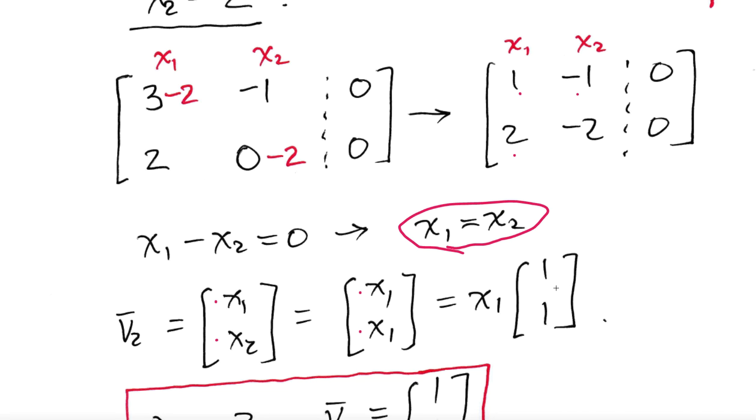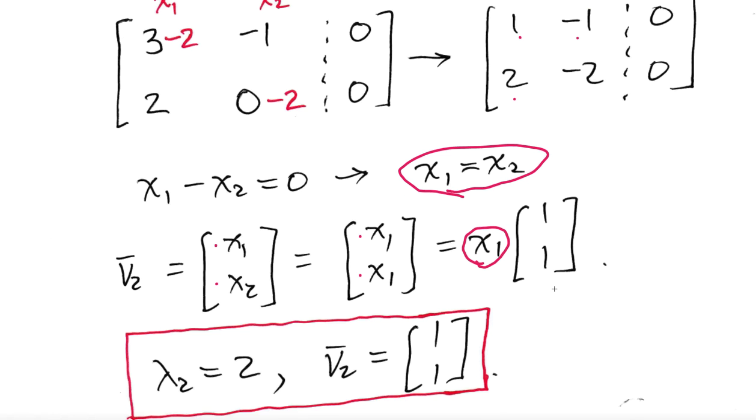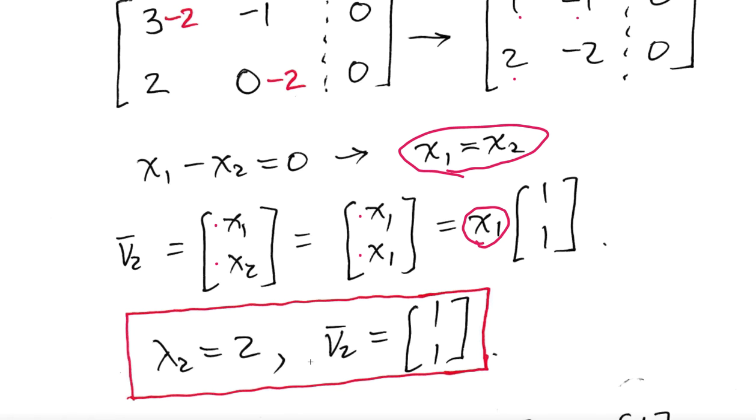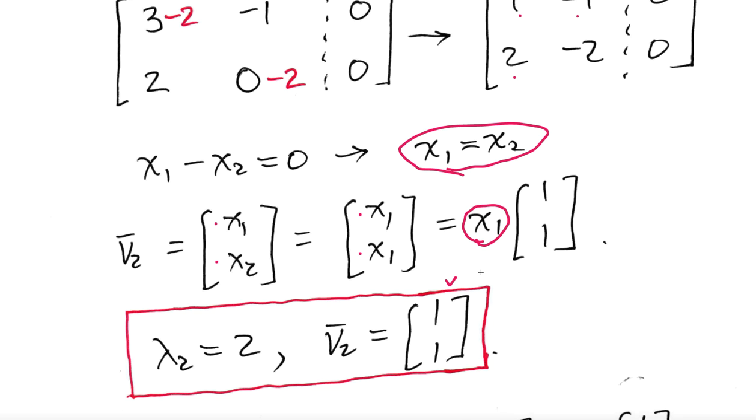I could factor out the x1. So the set of all eigenvectors is all multiples of 1, 1. All non-zero scalar multiples of 1, 1, I should say. So lambda equals 2 with corresponding eigenvector 1, 1. I'll just take a particular eigenvector there. And there we've got it.